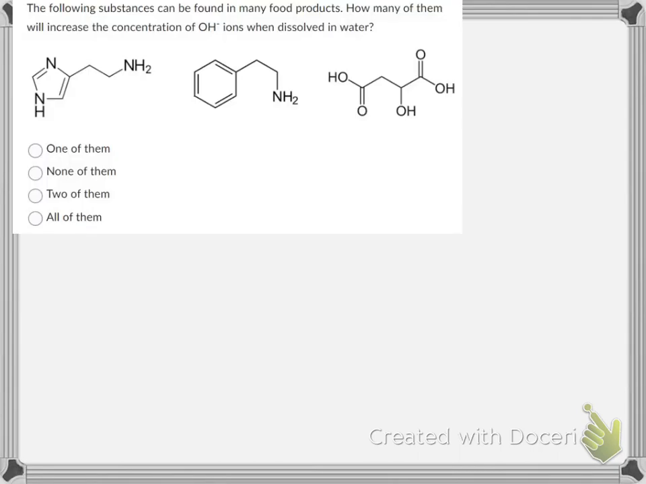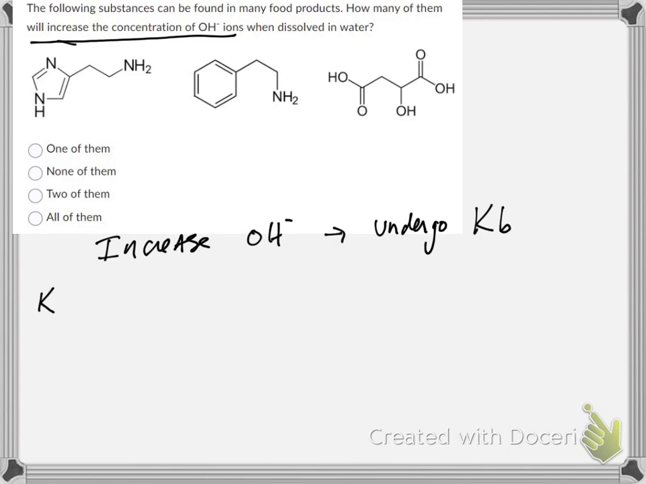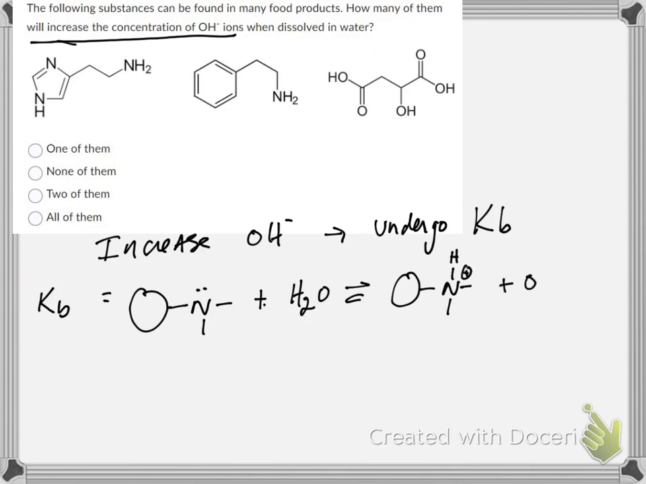Okay, so here we have a panel of molecules, and we're asked which one is going to produce a basic solution, or which one will increase the number of hydroxide ions. So to increase the number of hydroxide ions, we must undergo Kb. Why is that? Because Kb's products always produce hydroxide ion. So any neutral nitrogen reacting with water will produce hydroxide ion and its conjugate acid. So this will always make hydroxide ion go up.